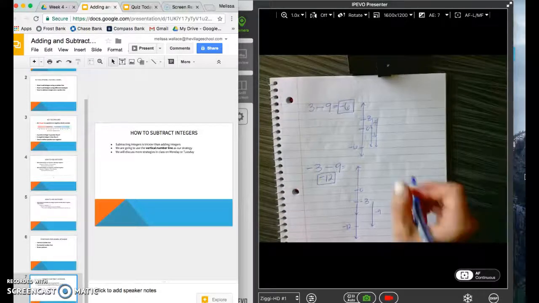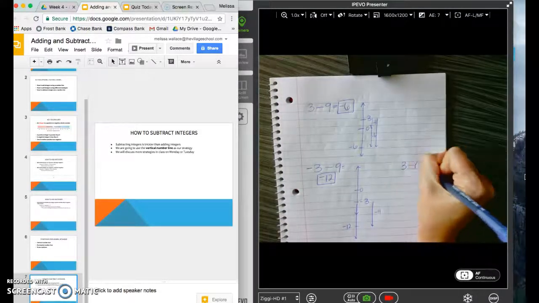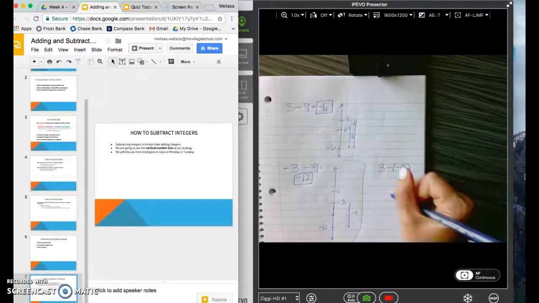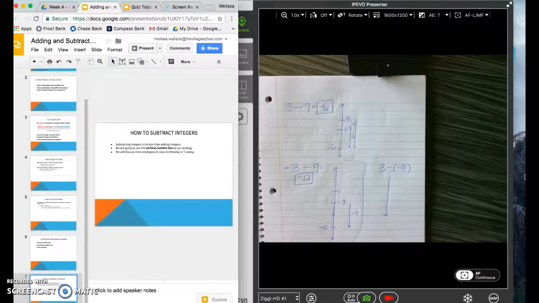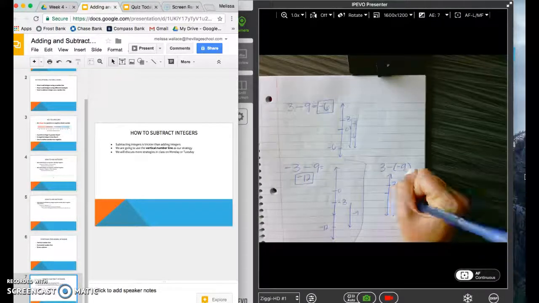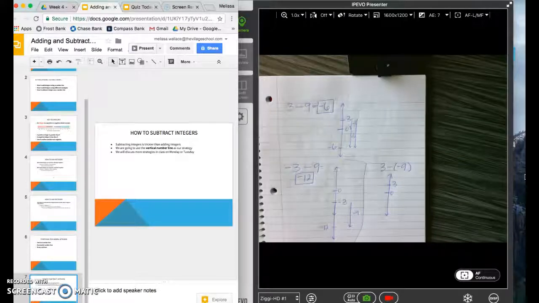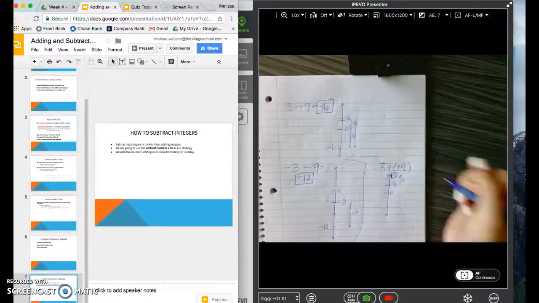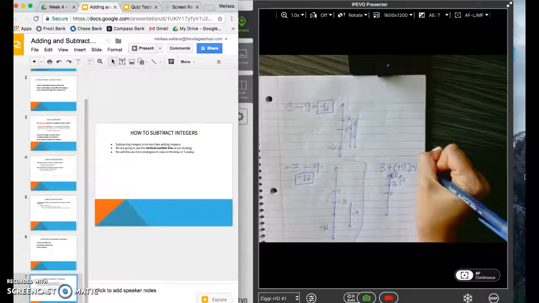Last example, what if I had 3 minus -9? Again, if I want to think about my vertical number line, I'm going to start at 3, which is above 0. If I'm taking away a -9, I've got to figure out which direction I'm going. If I take away a -9, am I moving closer to 0 or further from 0? This is where it's kind of funky. A negative next to a negative is actually going to make a positive. So I'm actually going to move up 9 spaces to 12. So 3 minus -9 is going to equal 12.